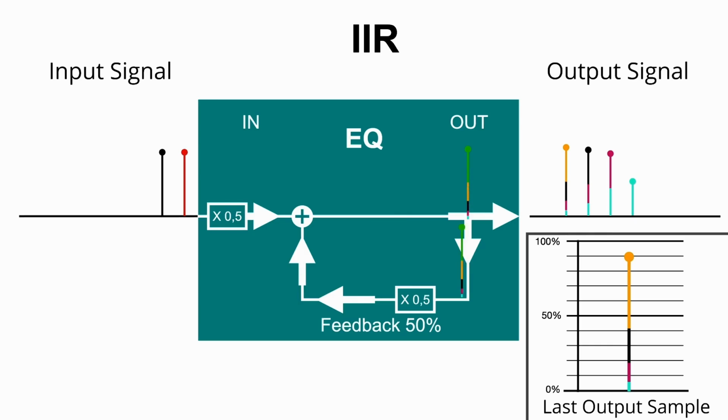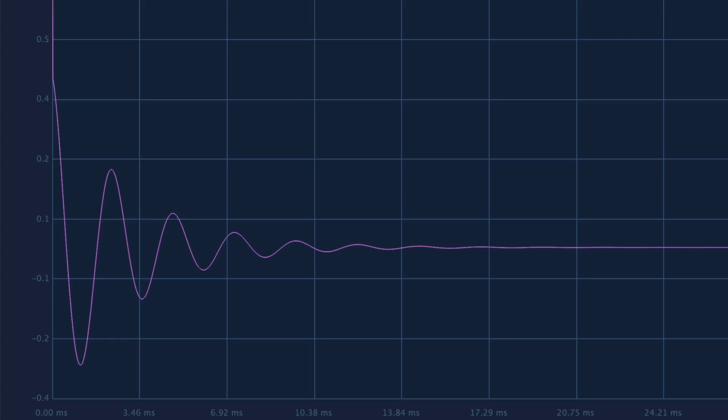With each round of feedback, the contribution of the first sample decreases but never becomes 0, thus creating an infinite loop. This means that the first input sample also influences the last one due to the continuous feedback. Because of how they work, IIR filters are light on the CPU and introduce very little or no latency. The impulse response of an IIR filter looks like this.